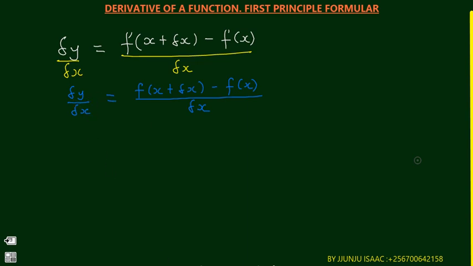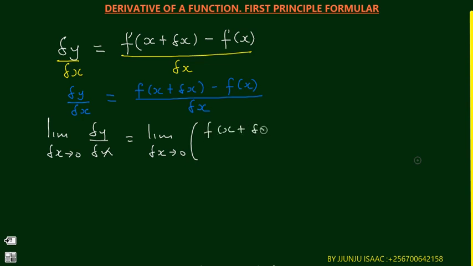So next I'm going to find the limit as delta x tends to 0 on both sides. dy dx will be equal to the limit as delta x tends to 0 for f of x plus delta x minus f of x upon delta x.